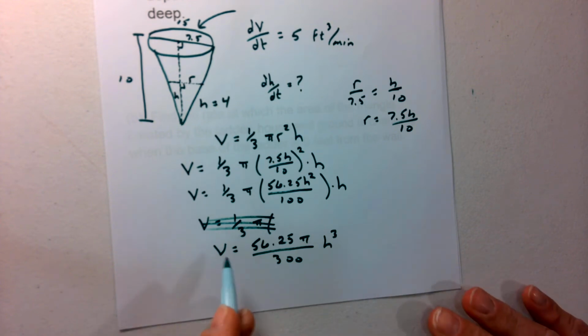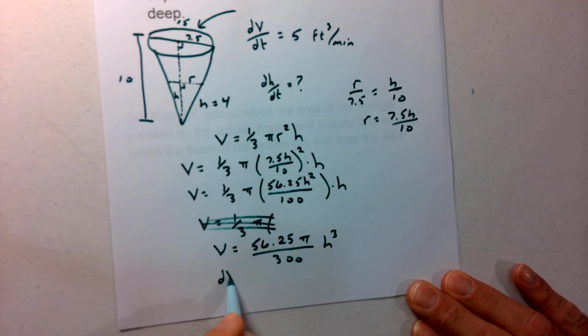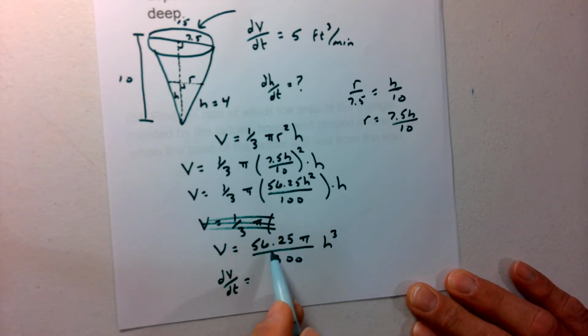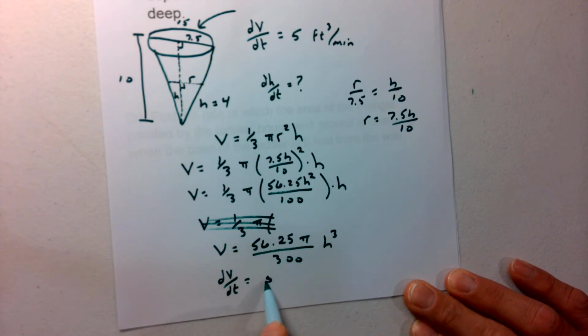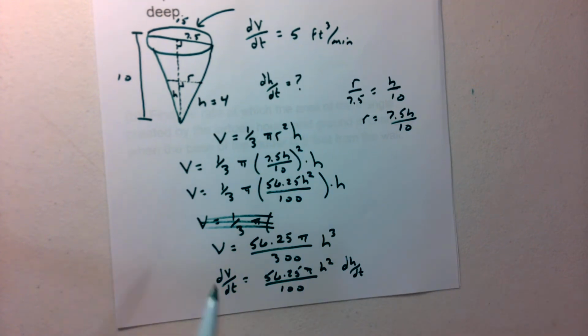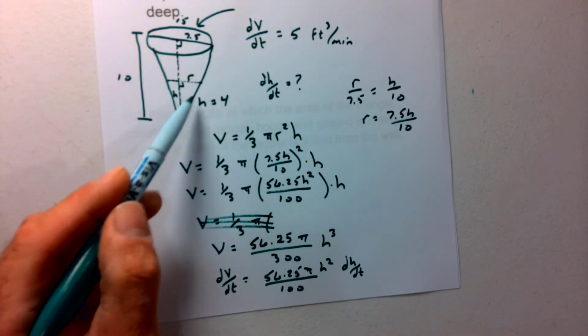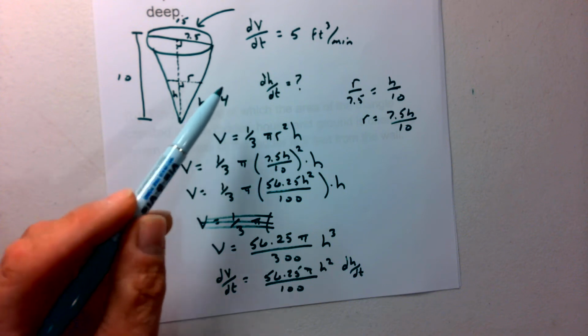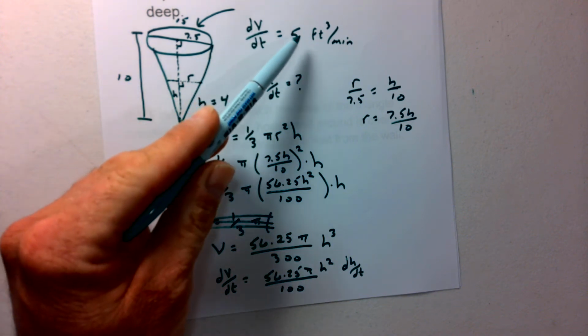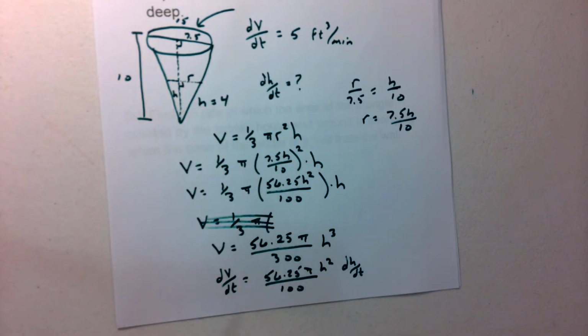Now, I'm going to go ahead and find the derivative. My derivative with respect to time, dh/dt, is equal to, multiply your 3 out here. We can go ahead and divide those 3's out. So we get 56 1/4 pi h squared over 100 dh/dt. We know the height is actually 4 units, don't we? We also know that the volume is changing at a rate of 5 cubic feet per minute.